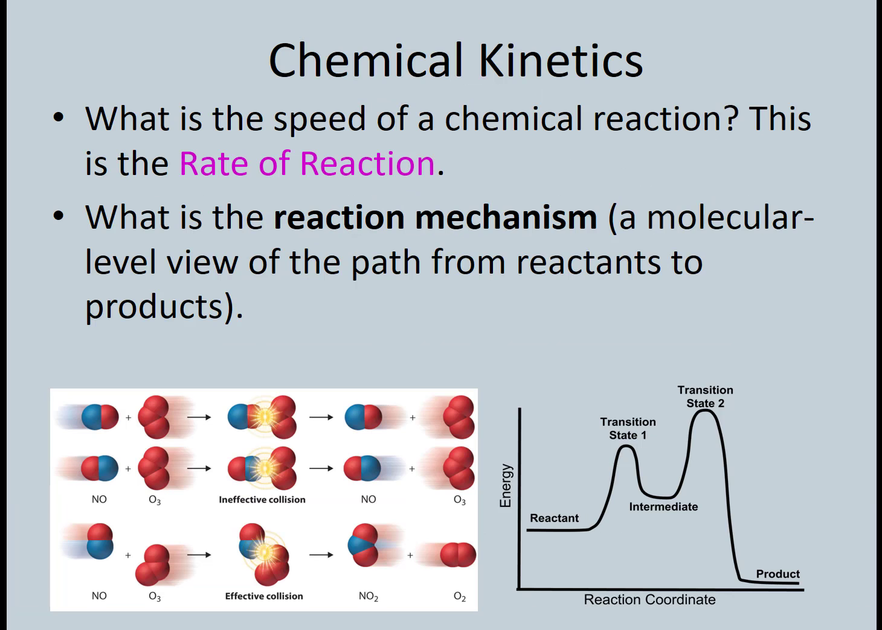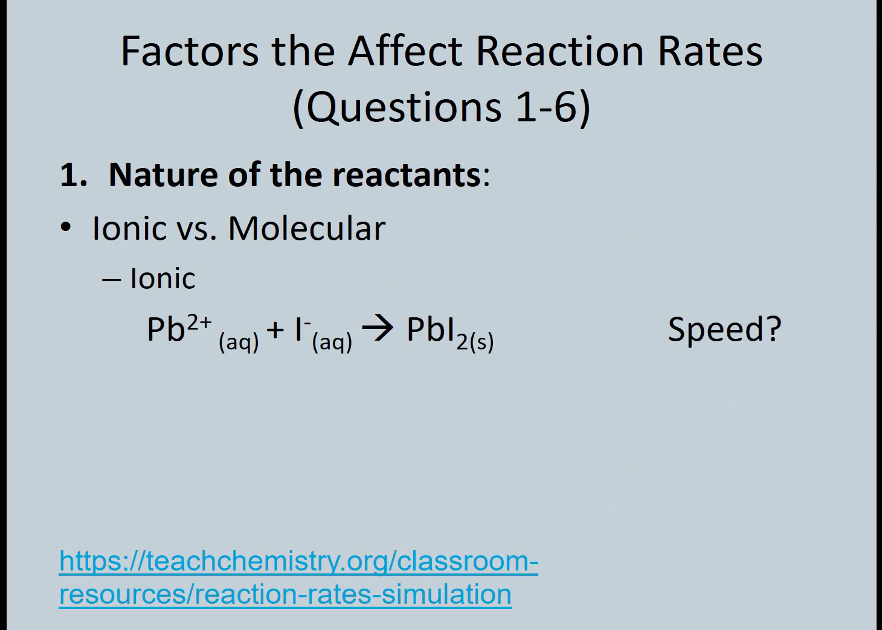In this unit, we will look at the speed of the chemical reaction, which is called the rate of reaction. We will also look at the reaction mechanism, which is a molecular view of the path from the reactants to the products. So exactly how those molecules orient themselves to collide with each other and then form products from the reactants.